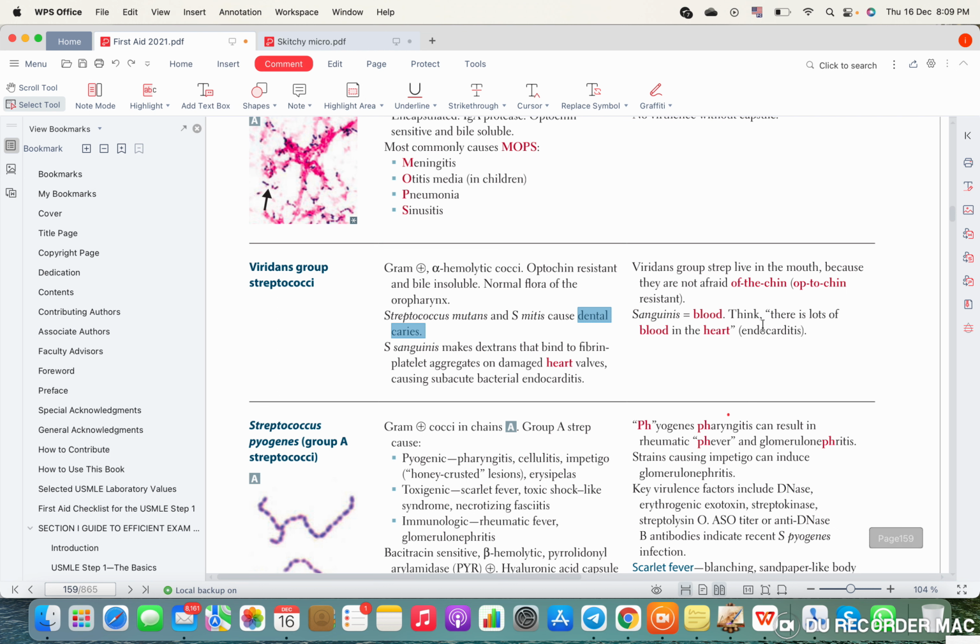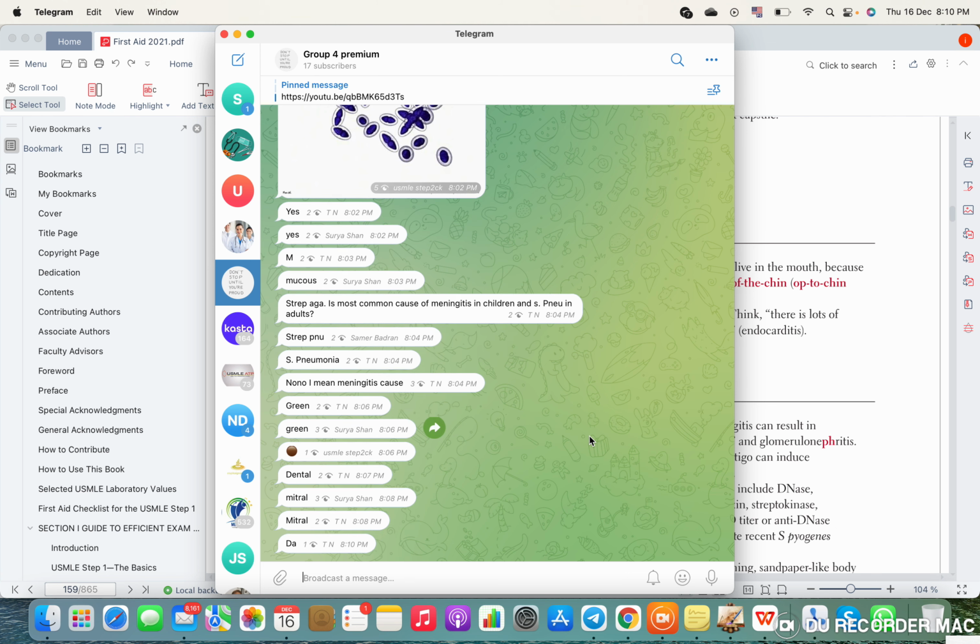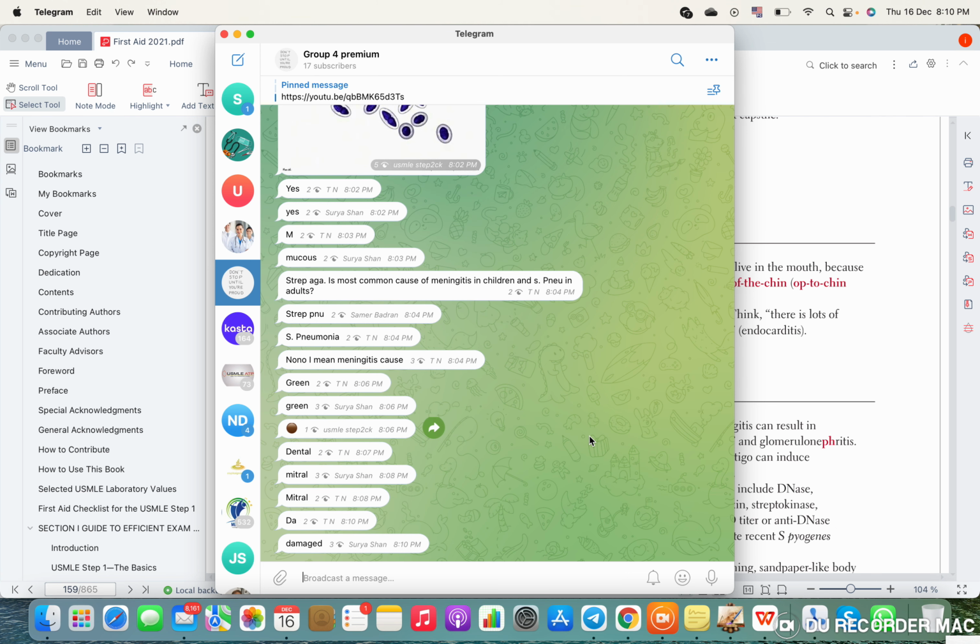Viridans group strep live in the mouth, but they are not afraid of optochin, they are optochin resistant. Sanguinis in Latin means blood, okay? So when we say Strep sanguinis, it is the one that goes to the blood, which can reach the heart. As I told you guys, it affects which heart valve, the damaged or the normal one? The damaged one, only the damaged one.